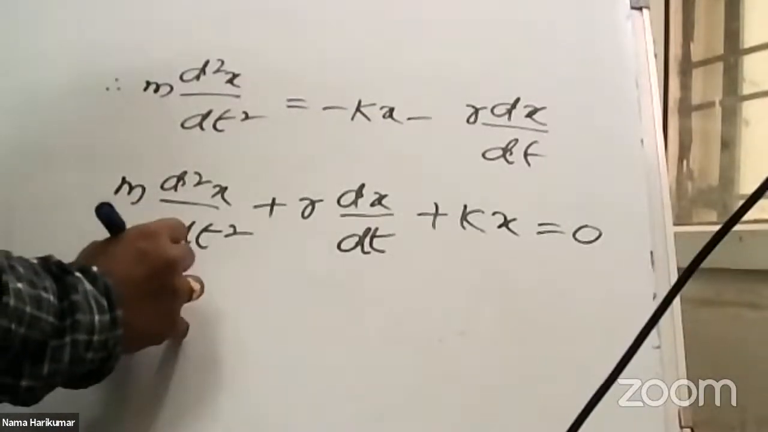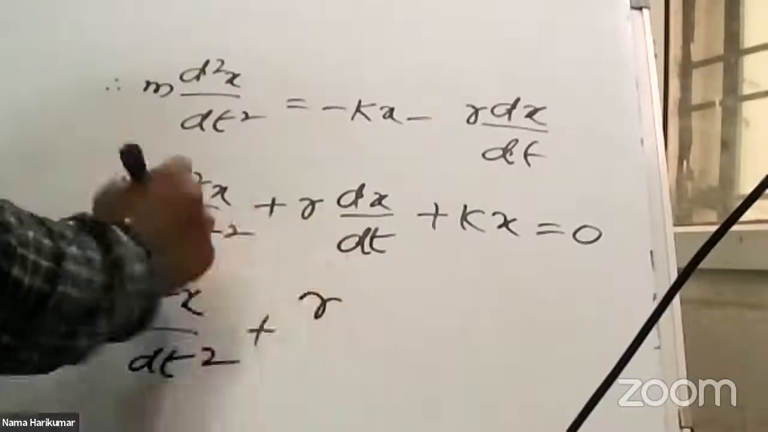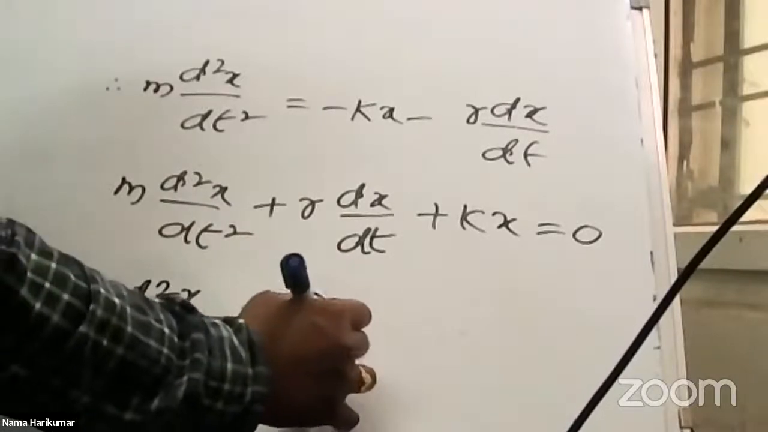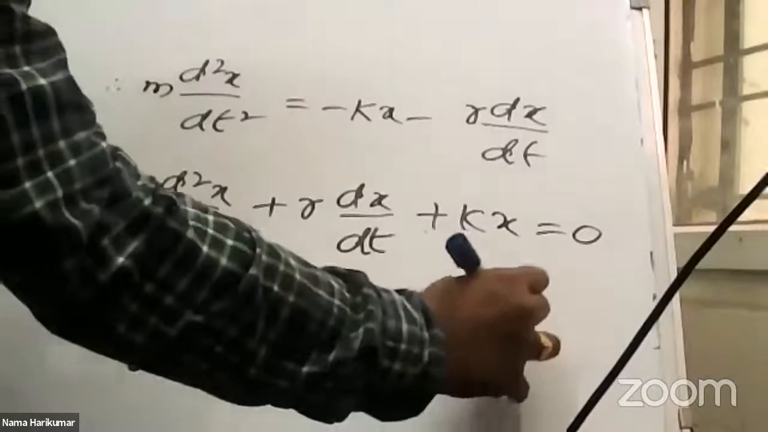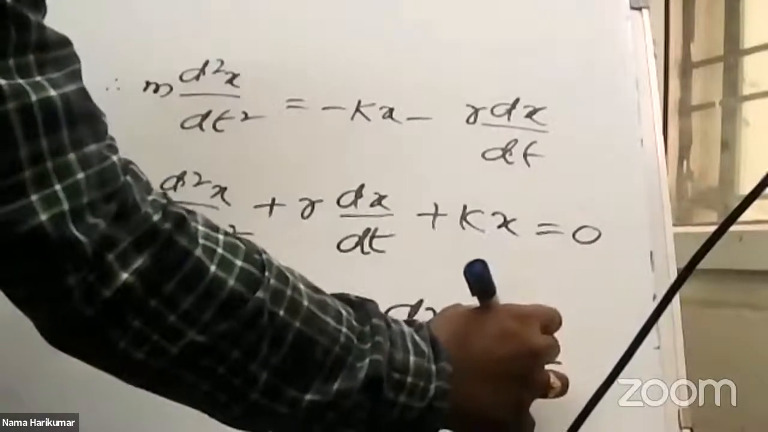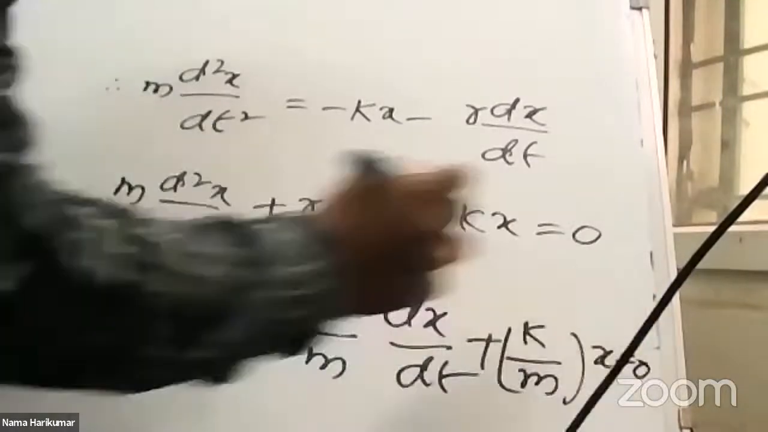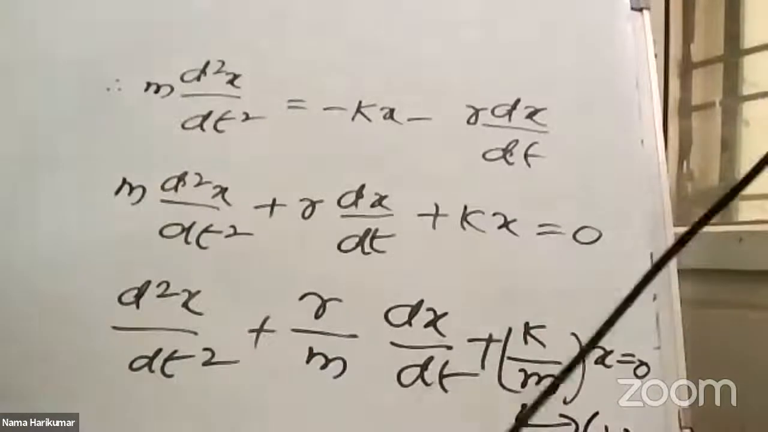So next, d square x by dt square plus r by m. m comes into the second term, that is r by m, so dx by dt, plus k by m into x equals 0. This is equation number 1. Up to equation number 1, is it clear?